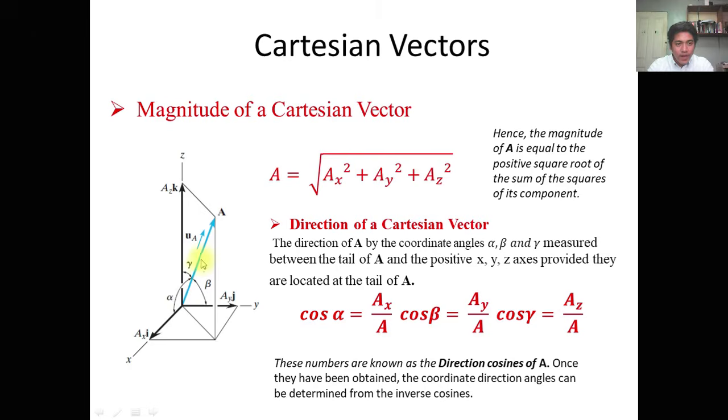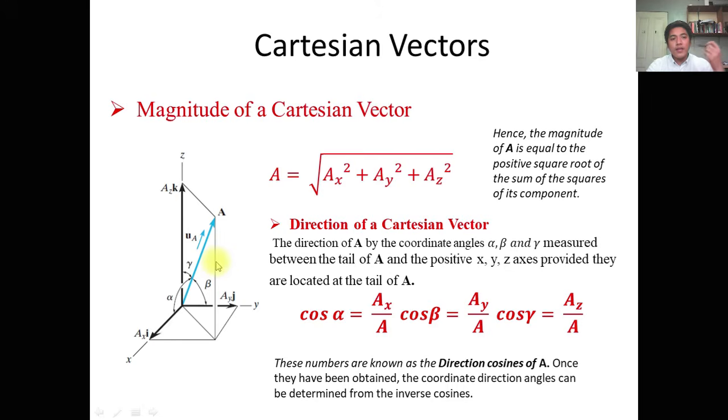So, for example, we have a vector A here. If we measure the angle of vector A with respect to the x-axis, which is this, that is what we call alpha, that angle alpha. And of course, if we measure the angle of vector A from the y-axis here, we have beta, this angle beta, and for the z, we have gamma, which is this Greek letter here.